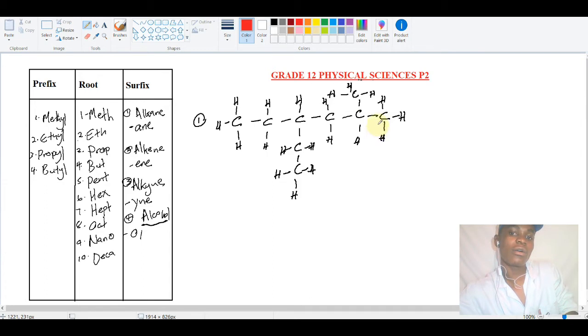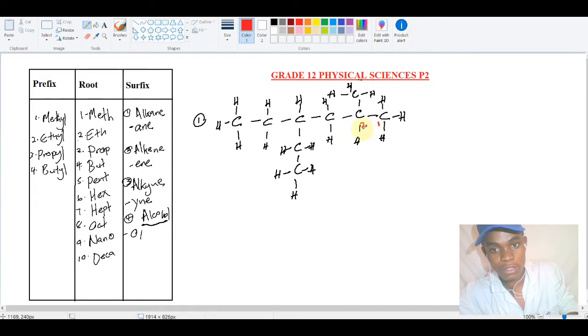So now, for us to count, remember we said we must count from the side which is closest to the substituent. So if you start this side 1, 2, 3, you see the substituent is on carbon number 3. While if you start this side 1, 2, the substituent is on carbon number 2. So on carbon number 2 we have got a substituent. It doesn't matter even if you start here 1, 2, right? On carbon number 2 we have got a substituent which has one carbon, right?